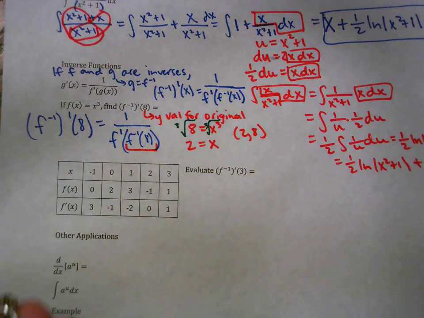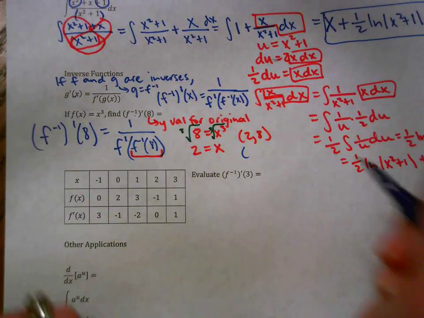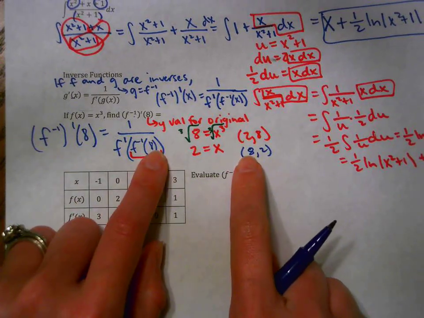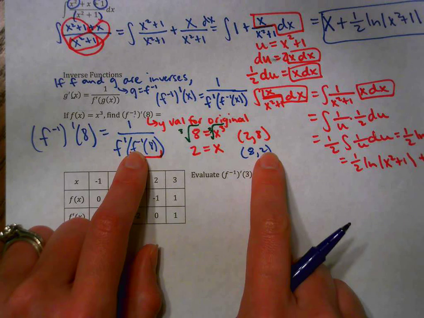So that means for the inverse value, you switch it, right? For inverse, you switch x and y, so now that's (8, 2). So what we just found is when x is 8, the inverse value is 2.